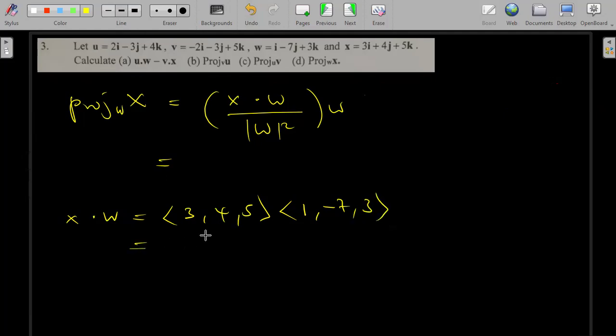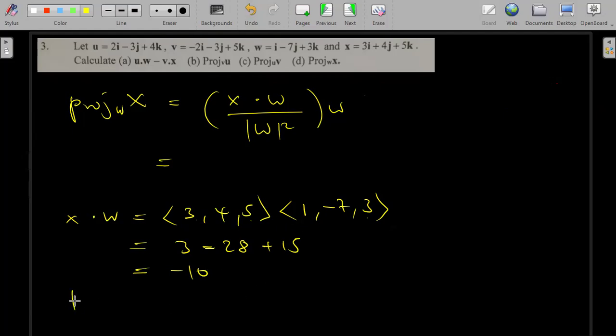This gives me, multiply 3 by 1 gives me 3, then plus, but it will be minus because of this negative sign. So 4 multiplied by that gives me -28. Then 5 by 3 gives me 15. So 3 plus 15 gives me 18, of course, then minus 28. This gives me -10. So I get my dot product to be -10.